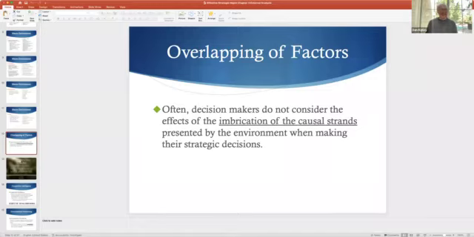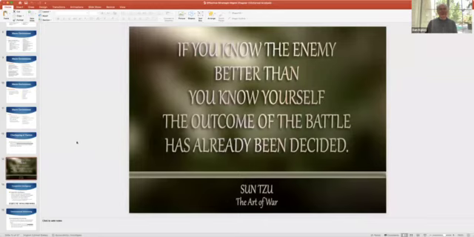And that's our competition. Sun Tzu says this. He says, if you know the enemy better than you know yourself, the outcome of that battle has already been decided. Simply, what Sun Tzu is saying is this: the more you know about your competition, the more you know about what their strengths are, what their weaknesses are, what their resources are available, what their capabilities are, where they see threats, where they might see opportunities. The more you know about them, the better your strategy is going to be. You can formulate a better strategy having that information.